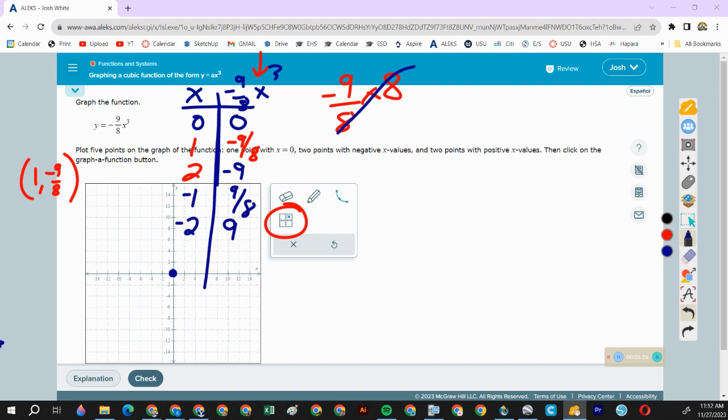Right? So negative 2, 9 is right there. And then negative 1, 9 over 8 is going to be right there. And then 1, negative 9 over 8 is there. Oh, sorry, there. And then negative 2, or sorry, positive 2, negative 9 is right there. And those are my 5 points. Do you need to see another one of those? No? All right.